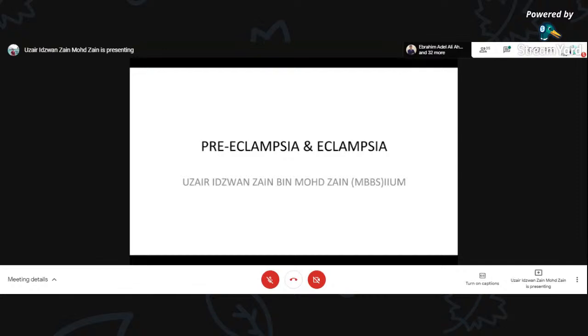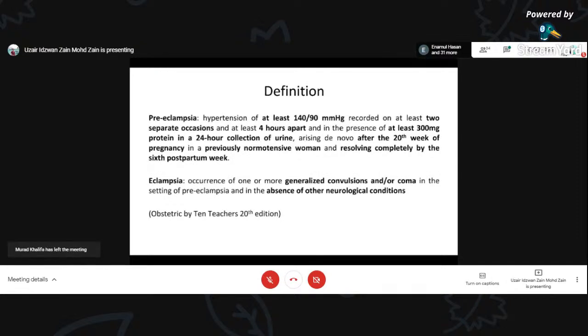So preeclampsia. Preeclampsia is defined as when you have hypertension. It's a similar diagnosis of hypertension, whether it's in medical, OBG or surgery. We use the similar definition of hypertension, which is systolic blood pressure 140 millimeter mercury and diastolic 90 millimeter mercury. But the key point is when you have at least 300 milligram protein in 24 hours and it arises de novo, meaning you never had hypertension before. It's only occurring during the pregnancy, and it occurs after 20 weeks of pregnancy.